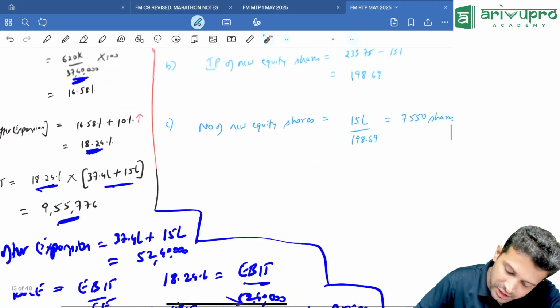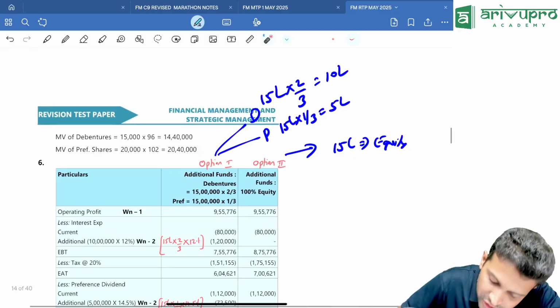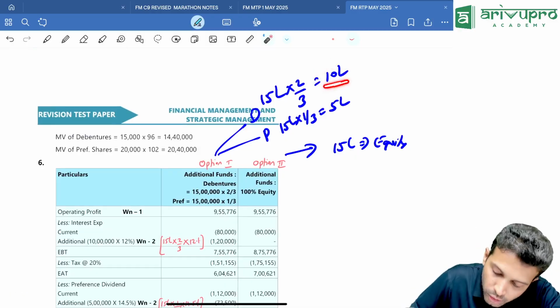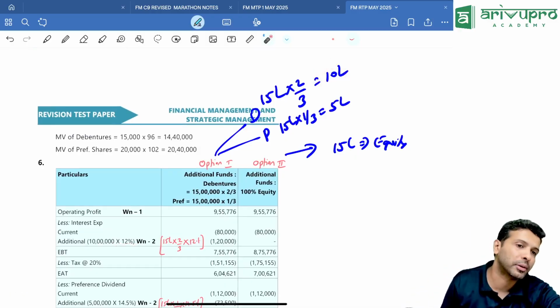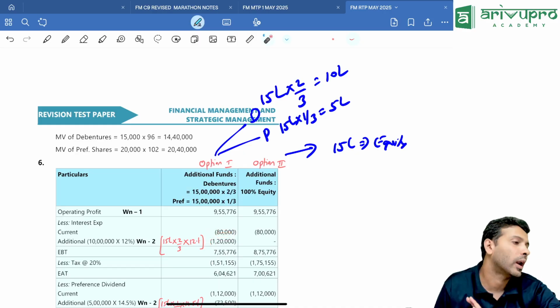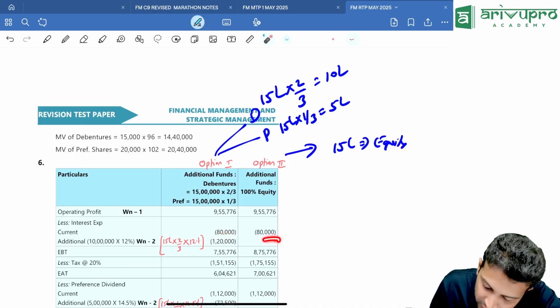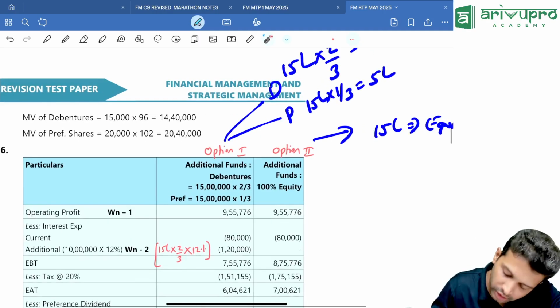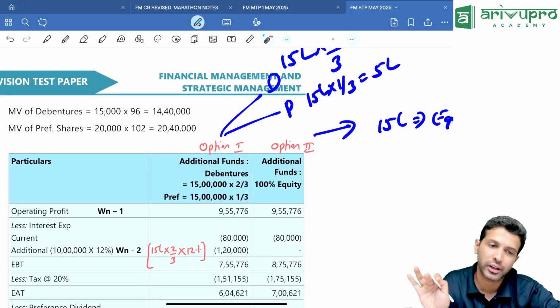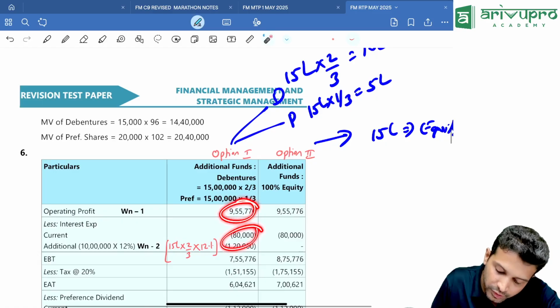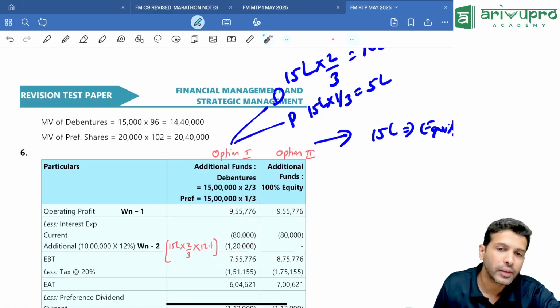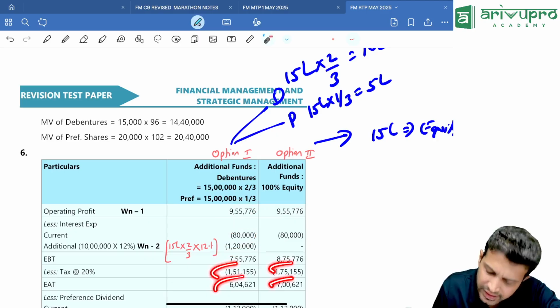So how much new debentures are you issuing? You're issuing new debentures worth 10 lakh. On these new debentures, you have to pay interest at the rate of 12%. 10 lakh at 12% is how much? 1,20,000. In the second option, is new debt coming in or only equity? That means, will there be any new interest or no new interest? So from EBIT, you have reduced interest. What did you get? EBT. Reduce the tax. You will get EAT.